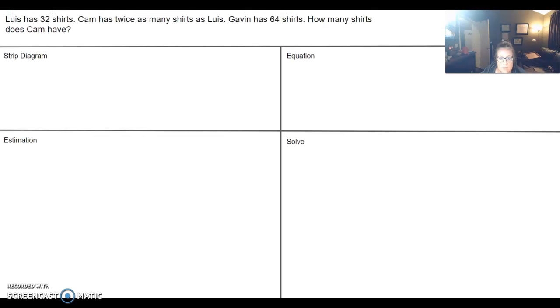Let's look at our second question. Our second question says that Luis has 32 shirts. Cam has twice as many shirts as Luis. Gavin has 64 shirts. How many shirts does Cam have? Well, just like I did yesterday, I kind of made this one a little tricky on purpose.